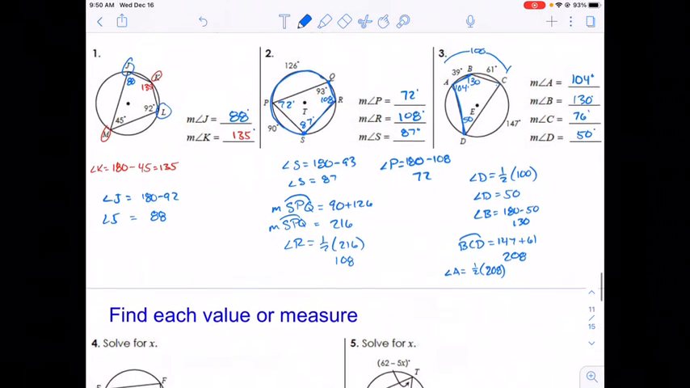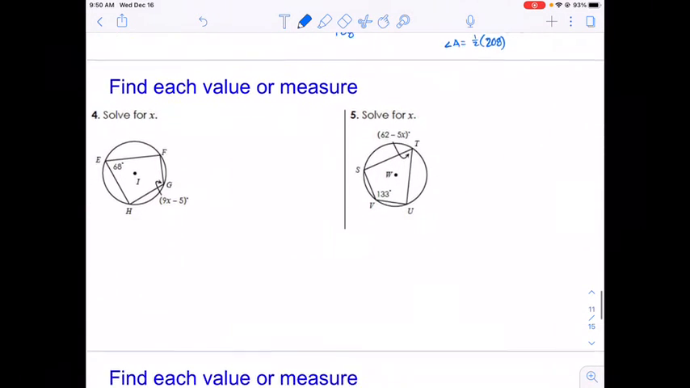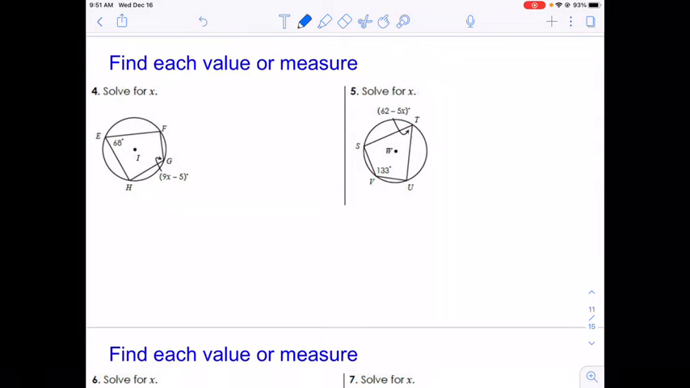All right, so these require a little more work. Let's take a look at this next step. All right, so we're looking at this here. We're solving for x. One thing we know is these opposite angles are supplementary.